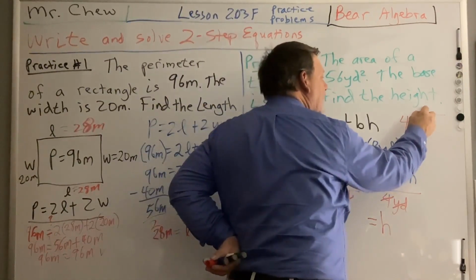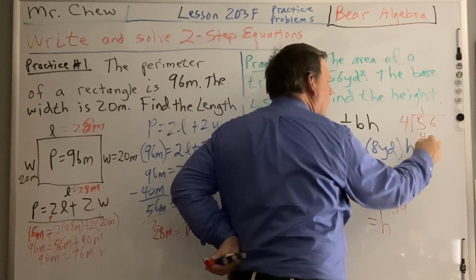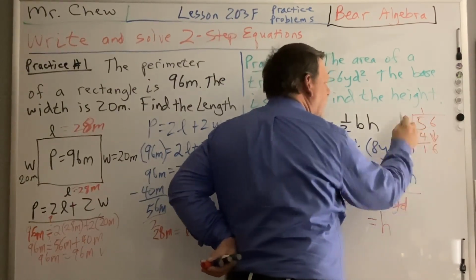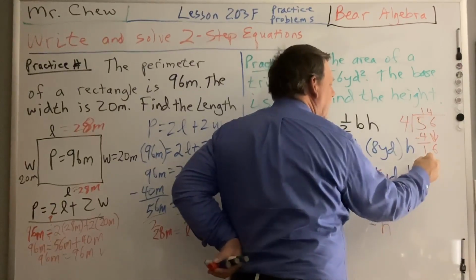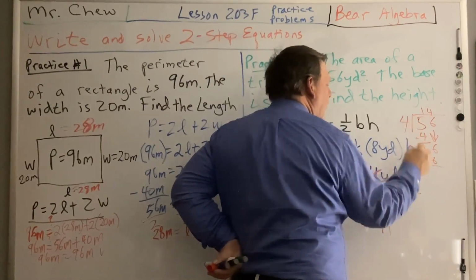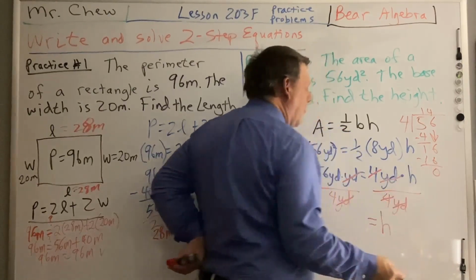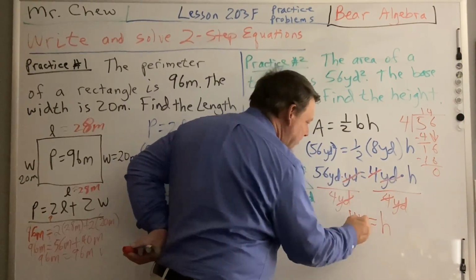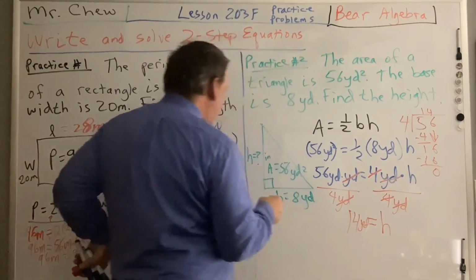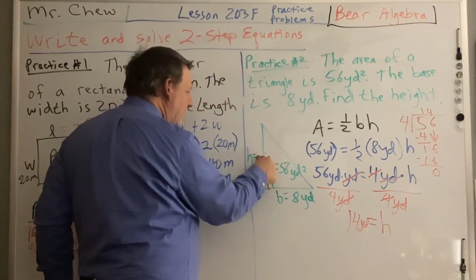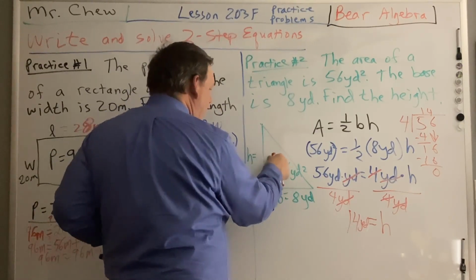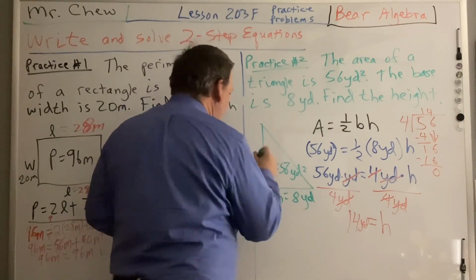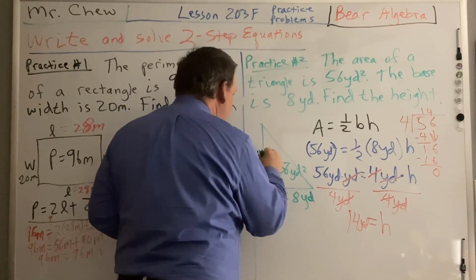4 goes into 5 one time. 1 times 4 is 4. I subtract that. That's 1. I bring my 6 down. 4 goes into 16 4 times. 4 times 4 is 16. And when that's 0, it means it terminated. So it equals 14. All I've got left is yards. So I know that this equals 14 yards right here. So this is 14 yards.